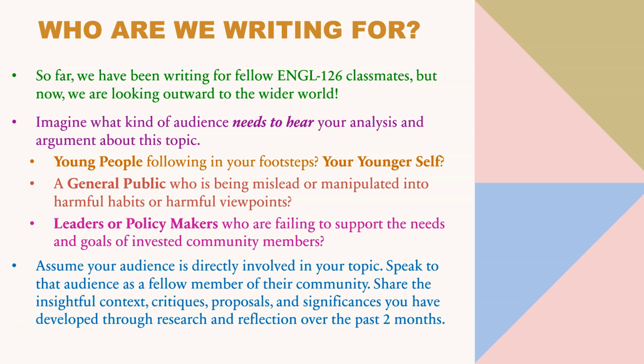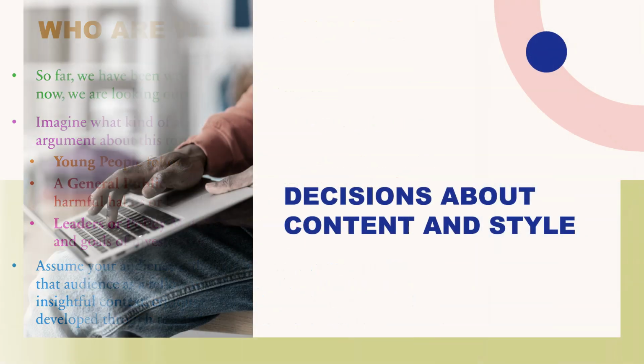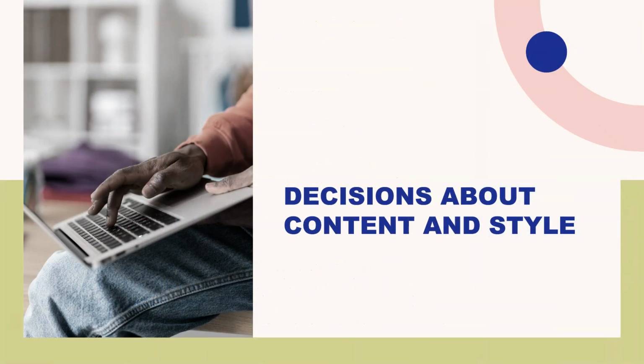Overall, assume that your audience is directly involved in the topic. Speak to that audience as though you are a fellow member of their community. Share the insightful context, critiques, proposals, and lens significances that you have developed throughout your research and reflection over these past 2 months. And then finally, with all of that in mind, who you're writing for and why you're writing can help you make decisions about content and style.